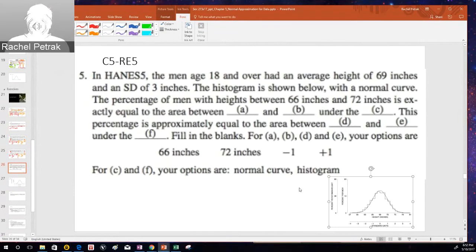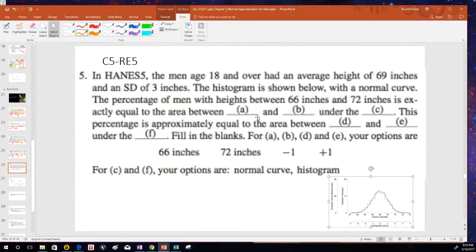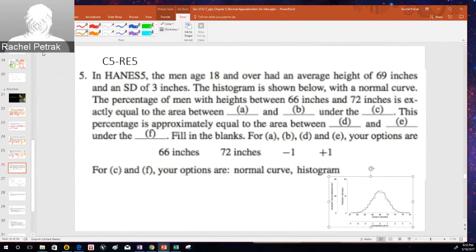In Haynes 5, men aged 18 and over had an average height of 69 inches and a standard deviation of 3 inches. The histogram is shown below. Here's our normal curve. And just as a point of interest, note that just because you draw a normal curve on top of some data does not make those data normally distributed. You draw the curve on top of the data to help you see if they're normally distributed or not. And this is going to become a crucial distinction in some future labs and later work we'll do. But I like to preview some of these topics so that it's easier when we get to them later.